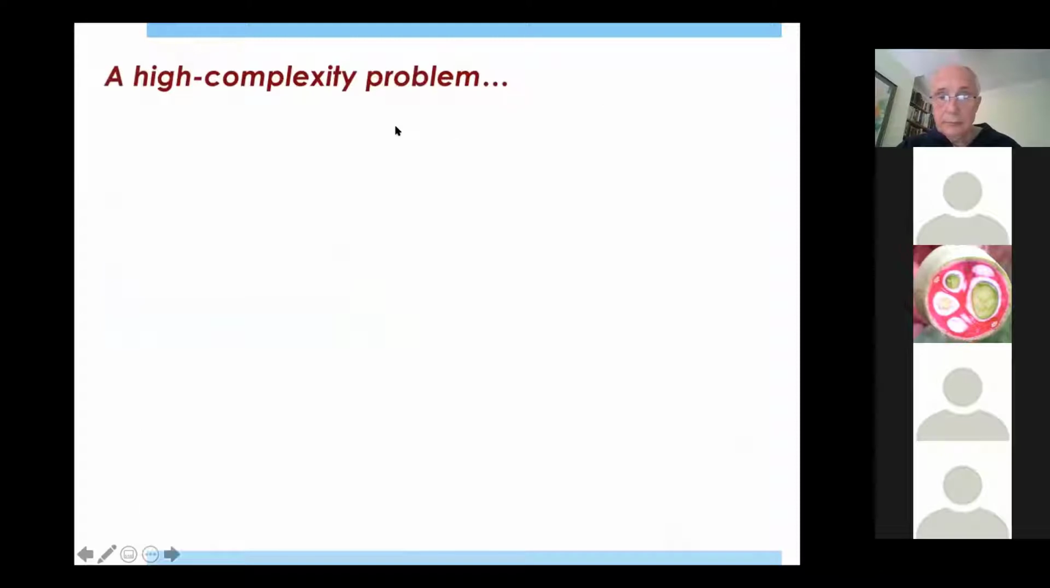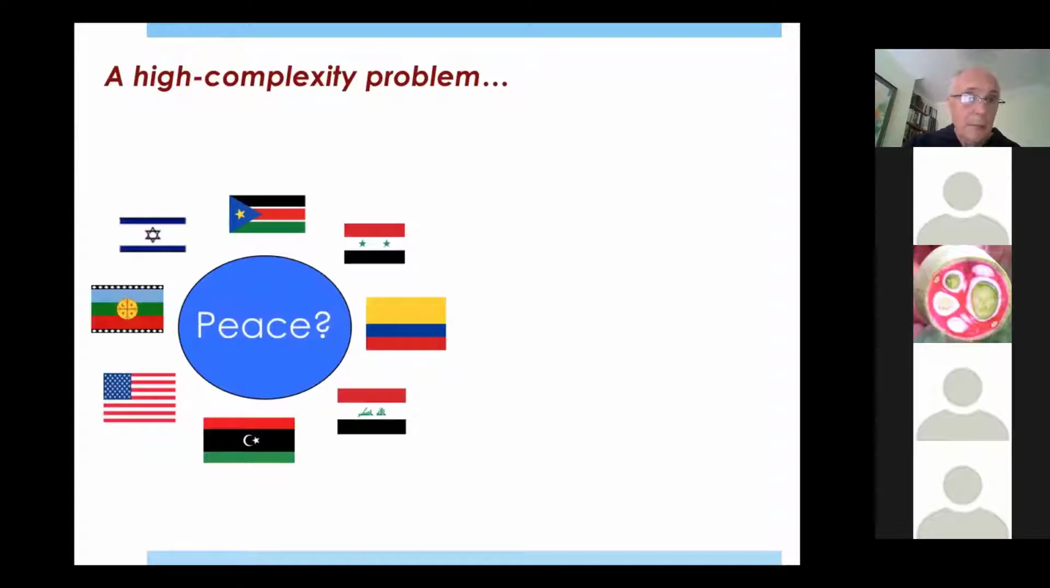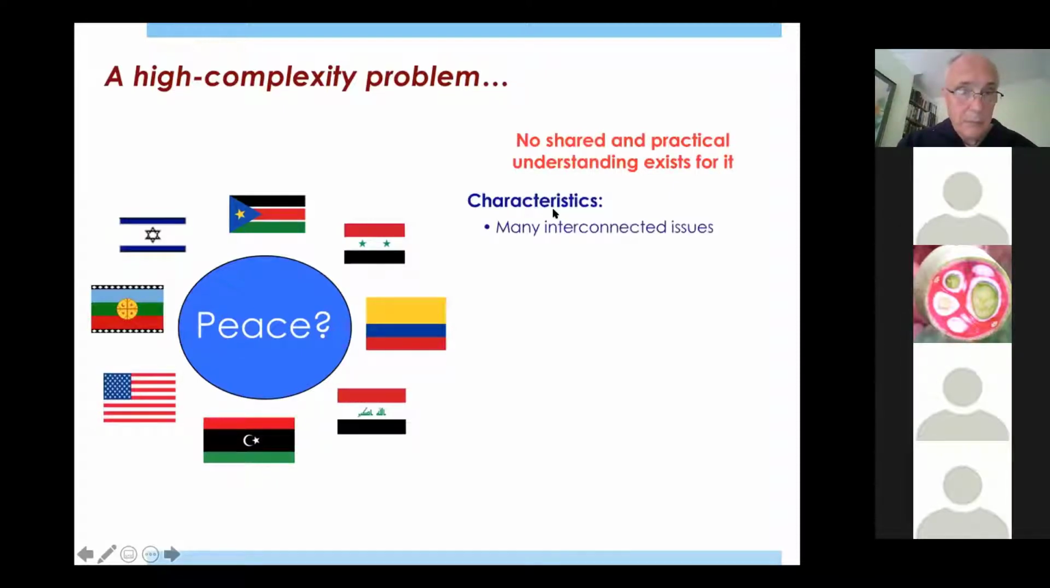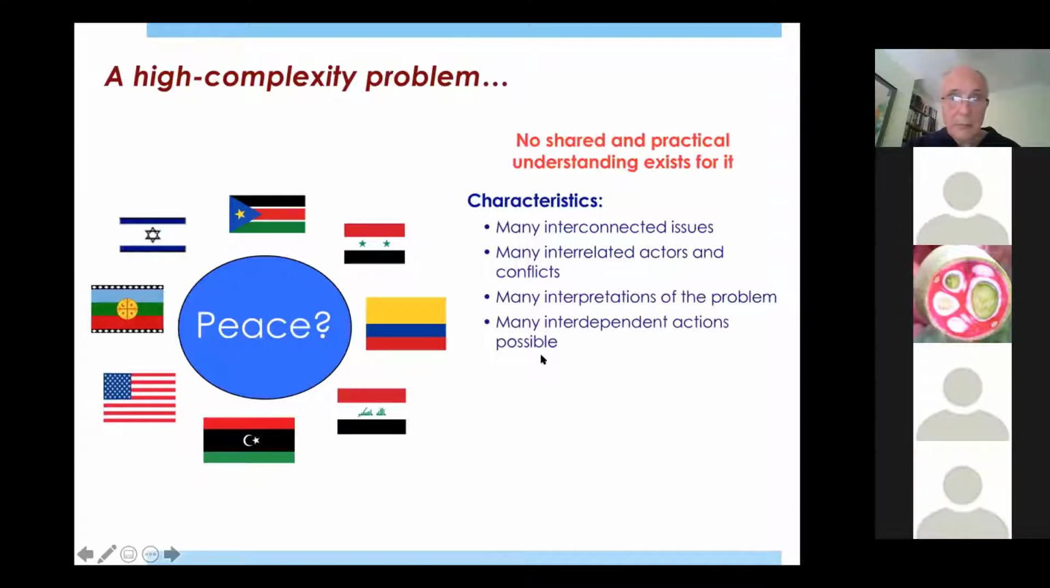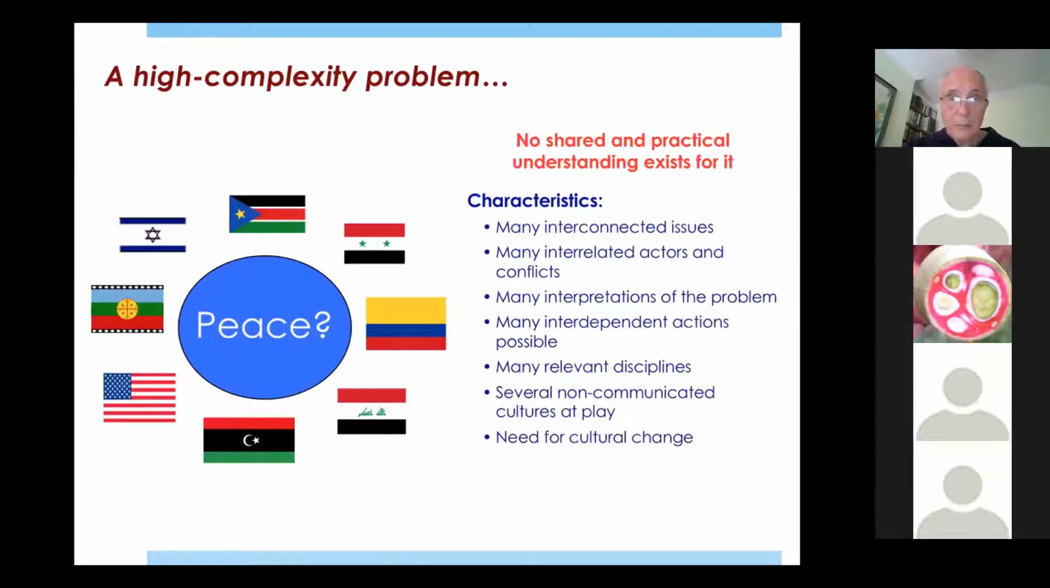But let's look now at the high complexity problem, like this. There is no shared and practical understanding for this problem. Many interconnected issues, many interrelated actors and conflicts, many interpretations of the problem, many interdependent actions possible, many relevant disciplines, several non-communicated cultures, need for cultural change, everyone says that, everything related to everything else, of course. Where to start from? This is a high complexity problem.